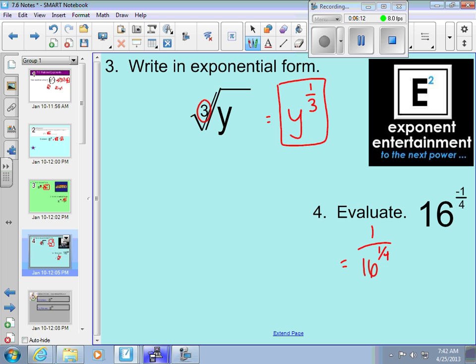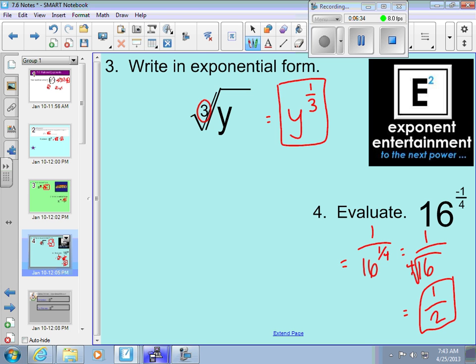Okay, well, 1/4 power, what's that the same as? That would be the same as the 4th root of 16. If you go on your calculator and do the 4th root of 16, you should get 2. So this would be the same as 1/2.